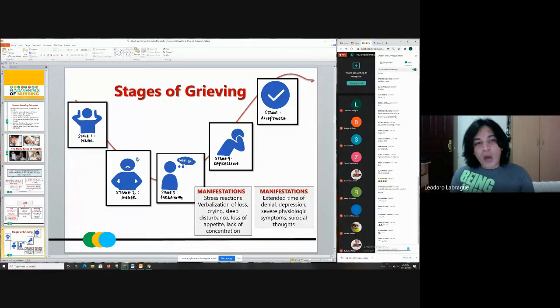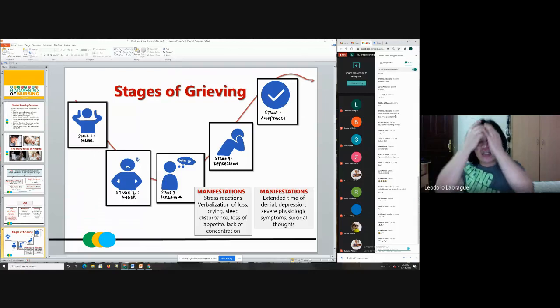Now, while these stages of grieving are sequential in nature, stage 1, stage 2, 3, 4, and 5, there are some patients who don't undergo all these 5 processes. Some patients might start with denial and eventually jump into depression and acceptance. Some patients might start from denial and go to anger and eventually depression and acceptance. Not all stages are experienced by most people. But in the general population, these are the different stages of grieving.